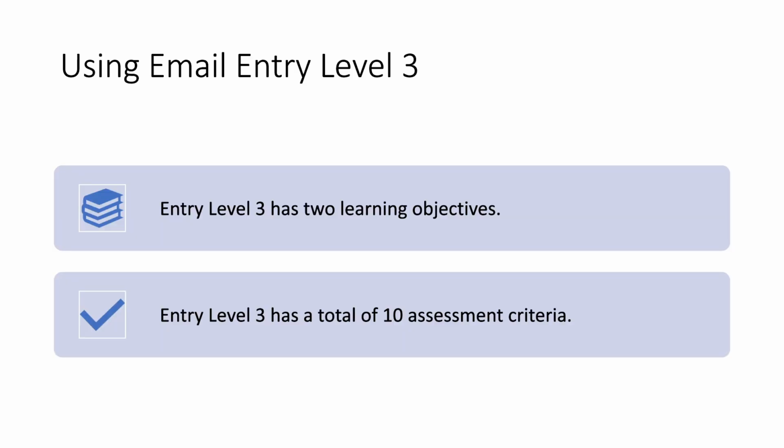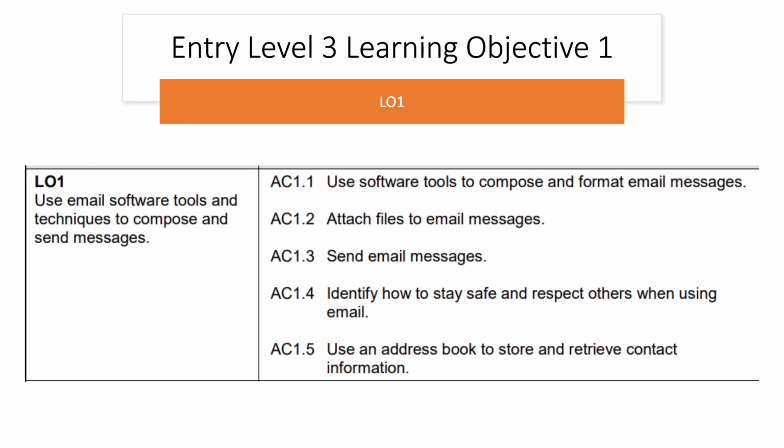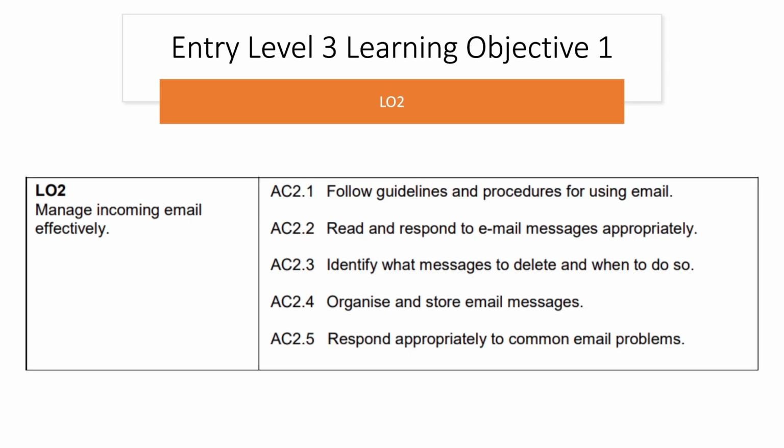Using email entry level 3, this is the name of this course. It has 2 learning objectives and a total of 10 assessment criteria. We have learning objective 1, use email software tools and techniques to compose and send messages. On the right hand side here, we have all the things that we have to do. I'm not going to go through all of that now because there is going to be a section where I detail every single thing. Learning objective 2 is to manage incoming emails effectively. And again, on the right hand side, we have all the things that we're supposed to be doing.